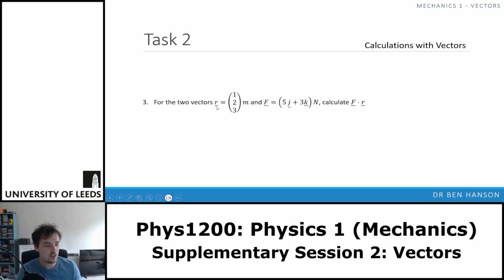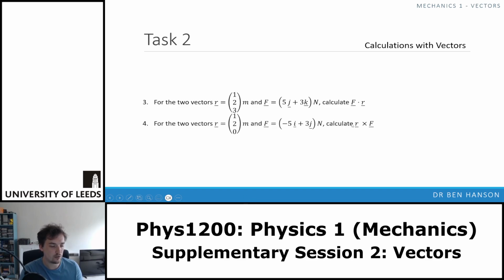This one, for the two vectors r equals (1, 2, 3) and f equals 5j plus 3k, calculate f dot r, the dot product between f and r. And for these two vectors, the cross product between r and f. Think about the direction there. The order of these two things is going to be important.